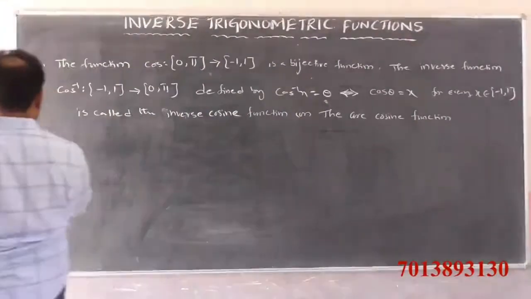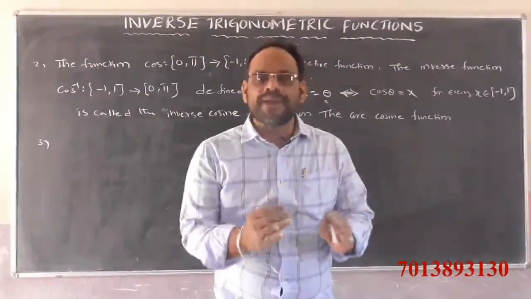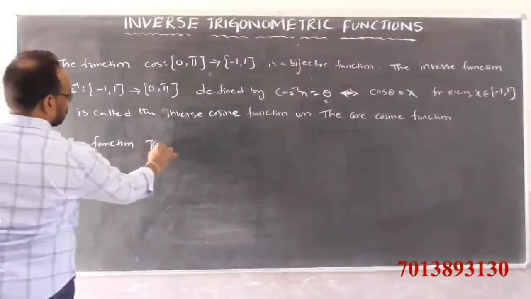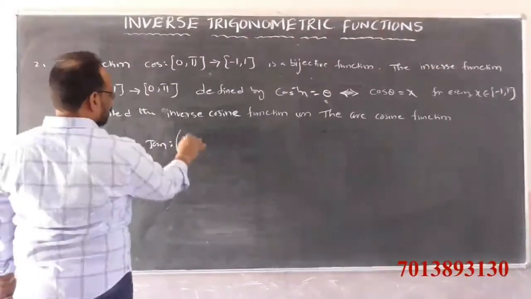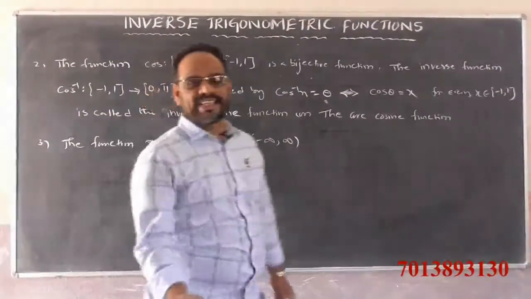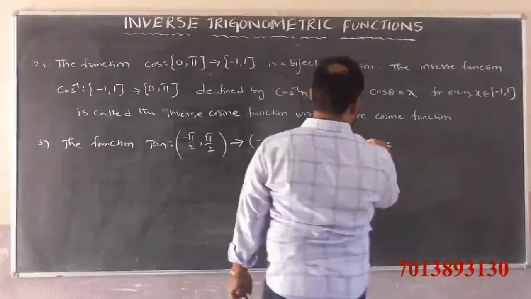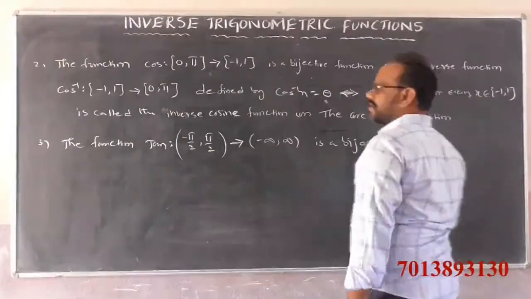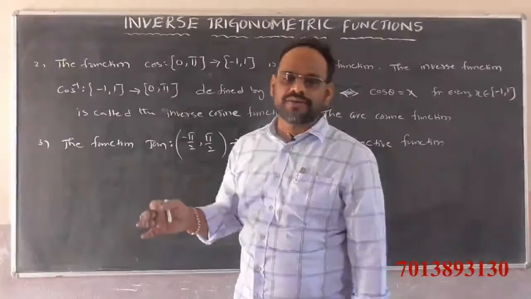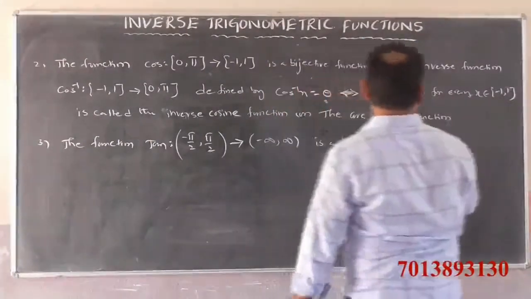Next, the third one, that is the tangent function. So the function tan on the open interval minus pi by 2 to plus pi by 2 is mapping from minus pi by 2 to plus pi by 2 to minus infinity to plus infinity, and is a bijective function. Then its inverse also exists, that is tan inverse, from minus infinity to plus infinity to minus pi by 2 to plus pi by 2, called the inverse tangent function, or the arc tangent function.